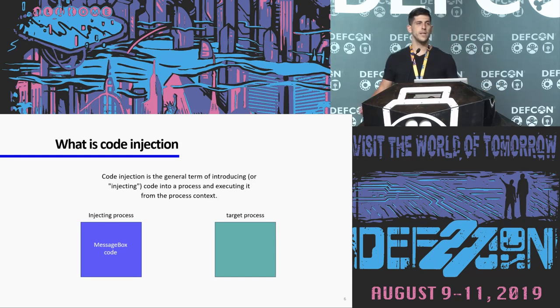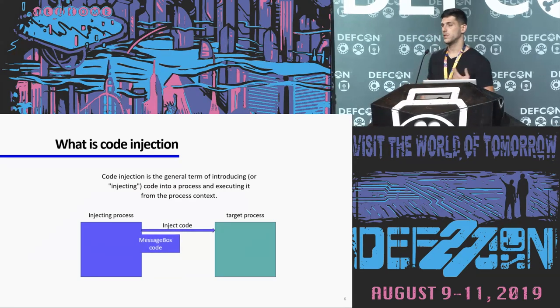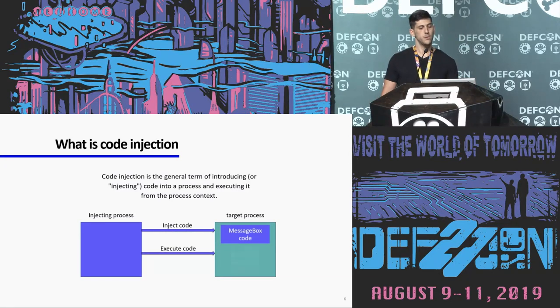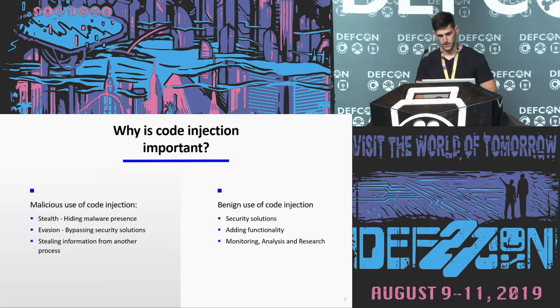So what is code injection? Code injection is the term for inserting code from one process into another and then executing it in the context of the other process. It looks like this. First, we inject code, a message box, into the target process, and then we execute the code. Throughout this presentation, I'm going to use the terms target process and injecting process.